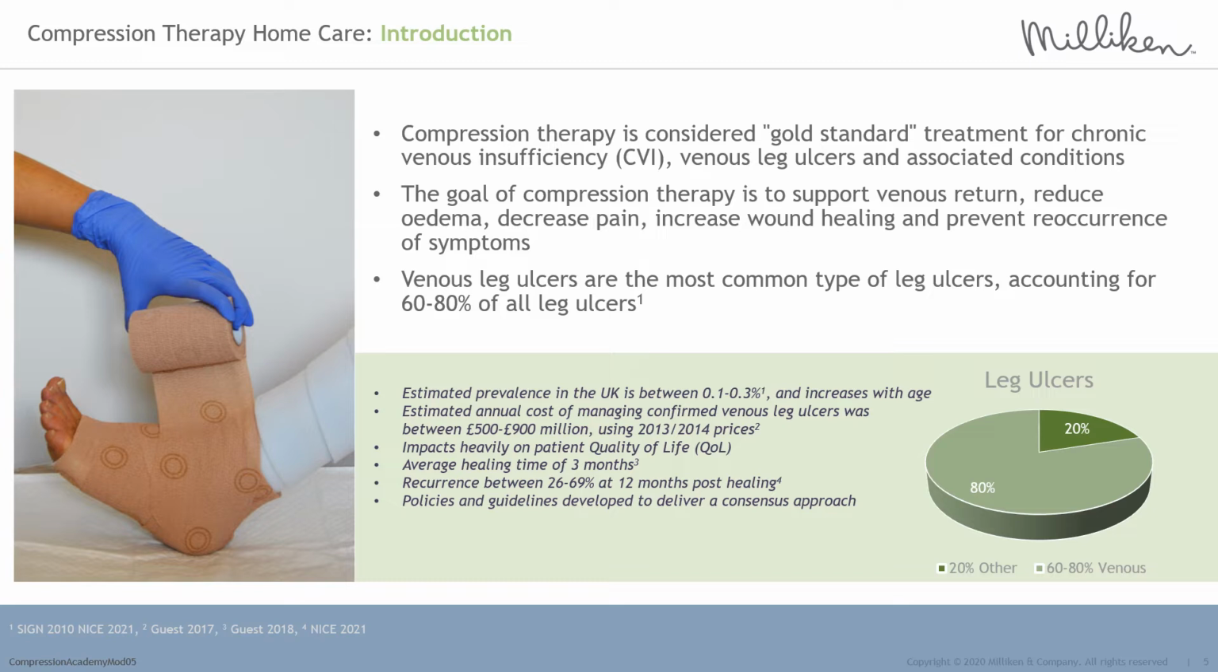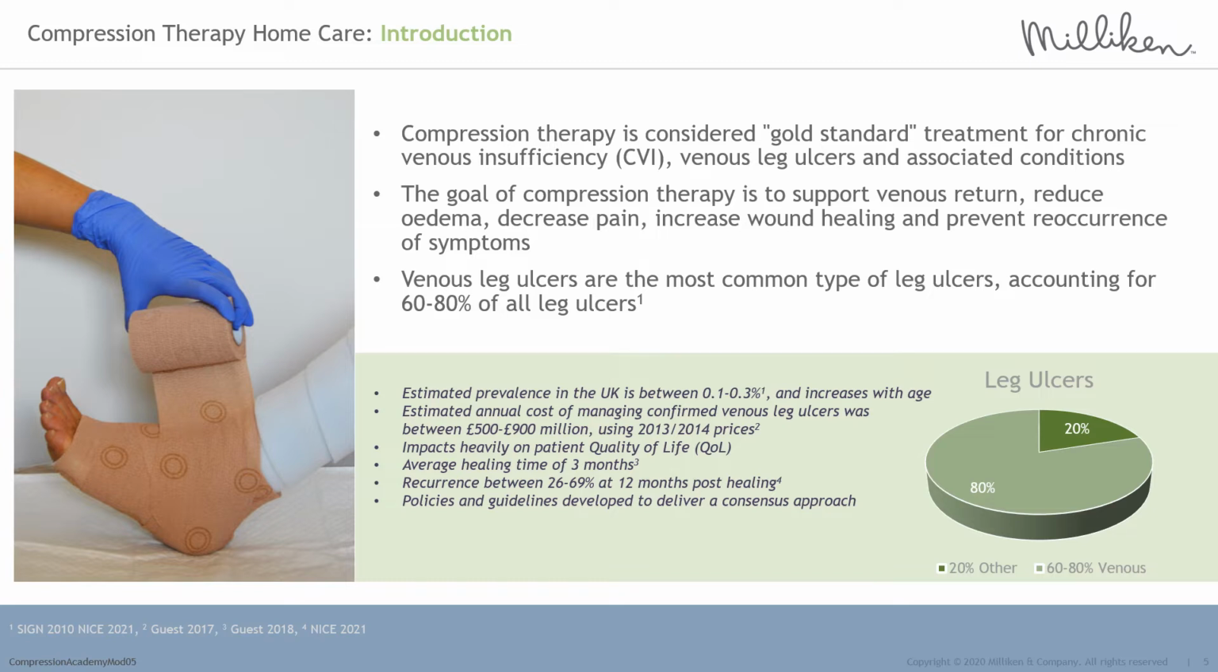Venous leg ulcers are a global healthcare challenge. The United Kingdom estimates prevalence between 0.1 and 0.3%. The United States of America approximately 1.69%, with similar prevalence rates reported in parts of Europe.